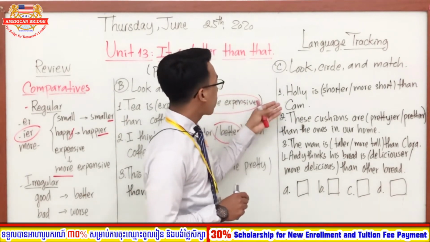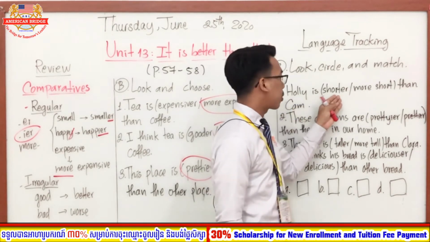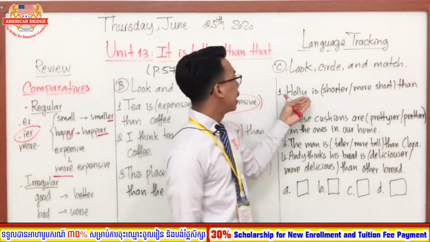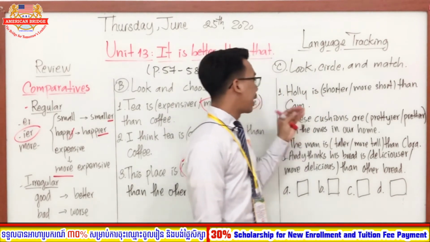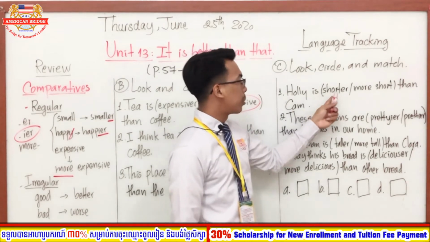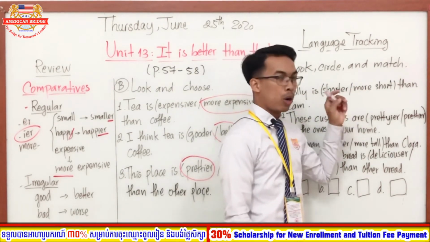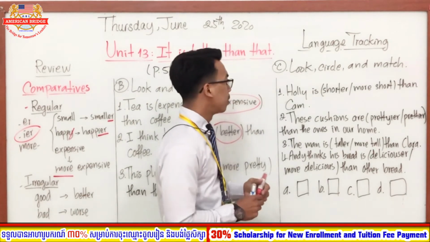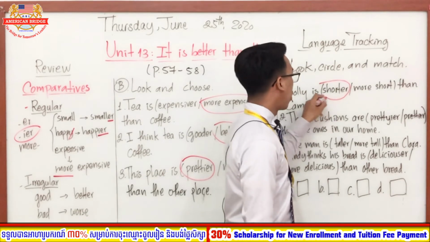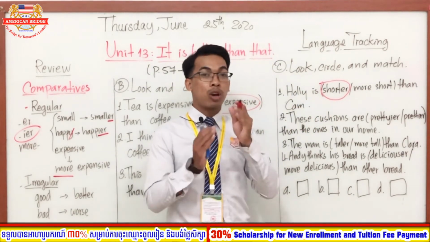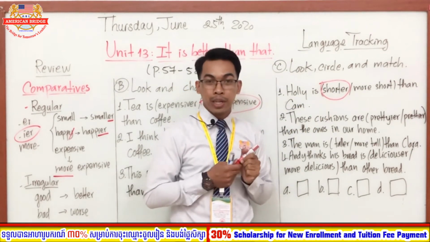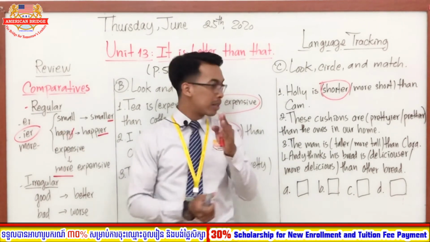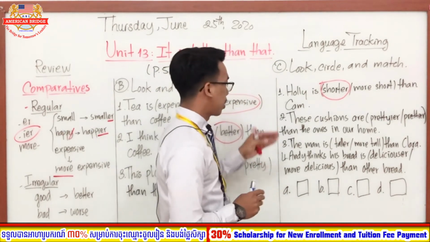So the first one, Holly is shorter, more short than Cam. So the first one, the word shorter, and the second one, more short. Which one is the correct answer, everyone? Very good. So short, shorter. Why? Because the word short has only 1 syllable, right? Good. So we just add er. Okay, very good student. So now let's move on to number 2.